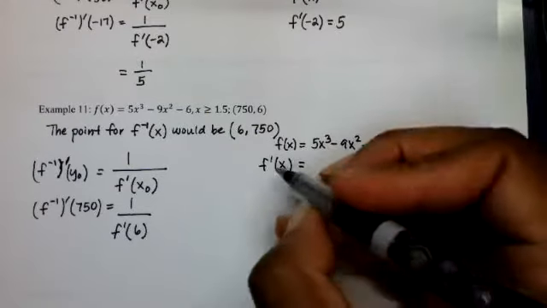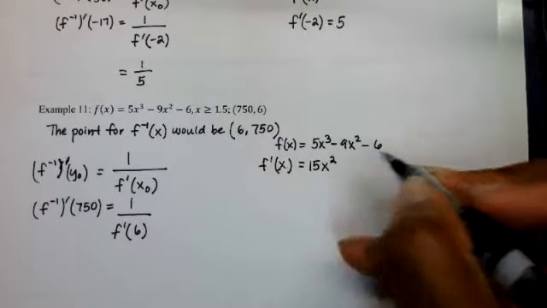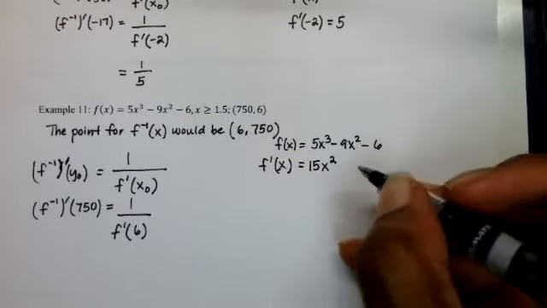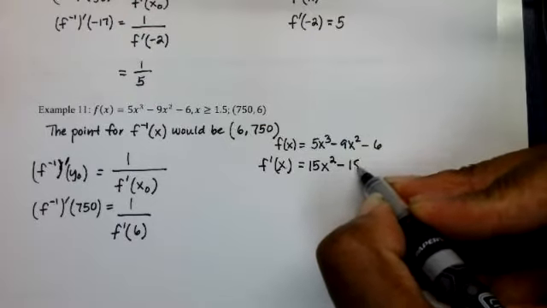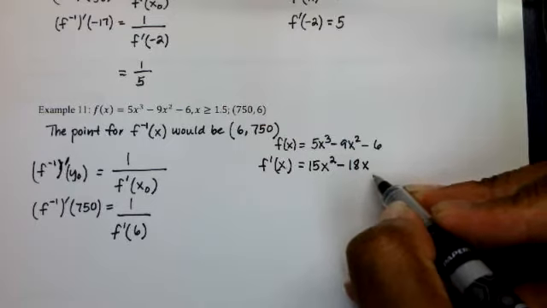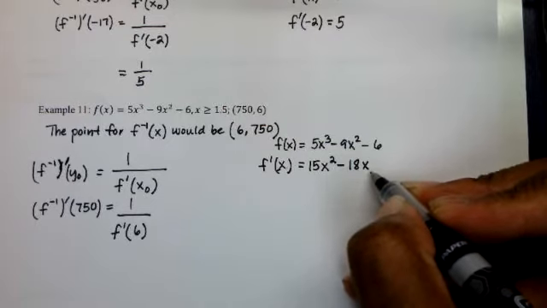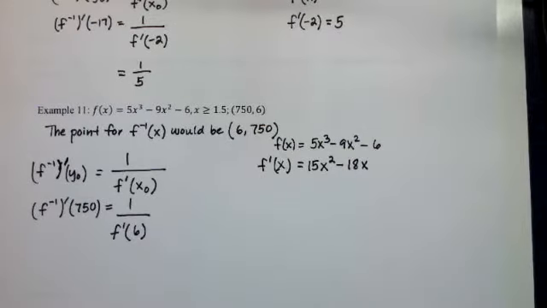So bring the 3 down, multiply by 5, it'll be 15. Copy the x over to the 1 less power, so it'll be 15x squared, minus, bring the 2 down, multiply by 9, you'll get 18. Copy the x over to the 1 less power, so it'll be x to the 1, or just x. The derivative of minus 6 will be 0. So f prime of x will be 15x squared minus 18x.